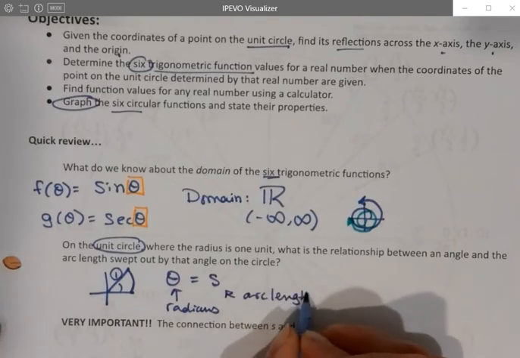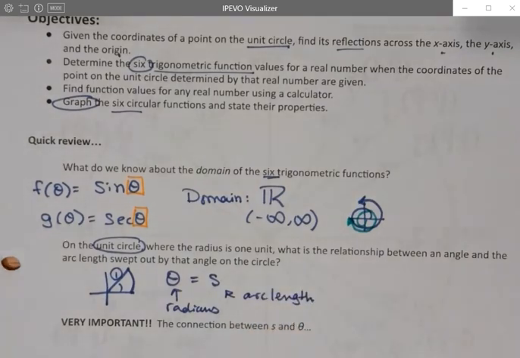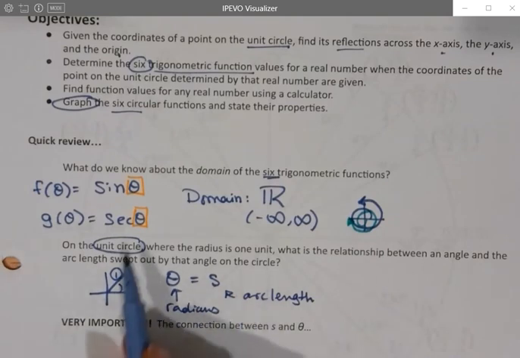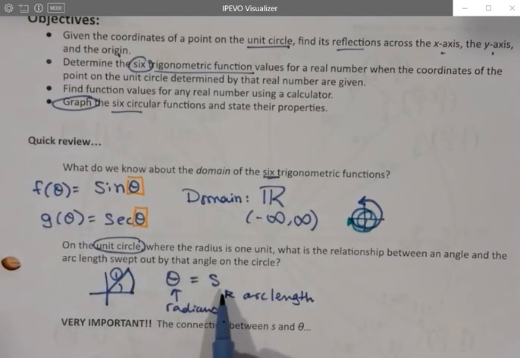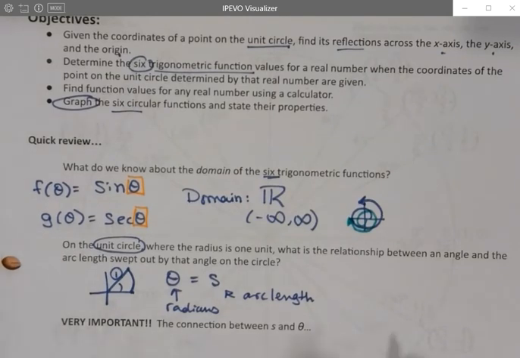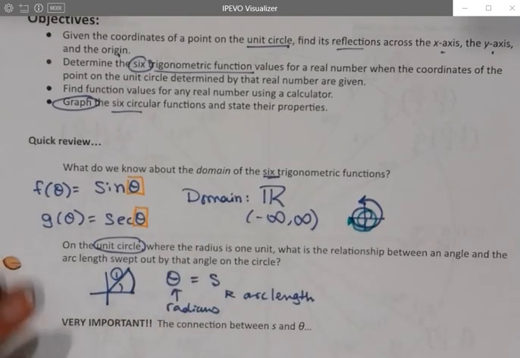Now, we remember in the previous section that if this wasn't a unit circle, if it was a circle with some other radius, there was a formula for computing theta in terms of arc length. I think it was theta equals s divided by r. But if it's on the unit circle, I'm dividing by 1. So the angle is the arc length on the unit circle if you're in radians. Okay, so very important, the connection between s and theta.